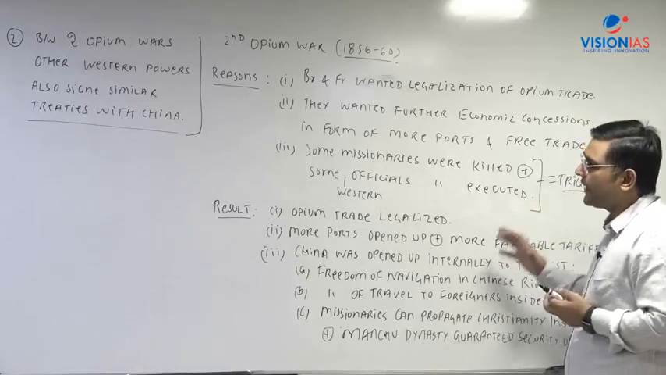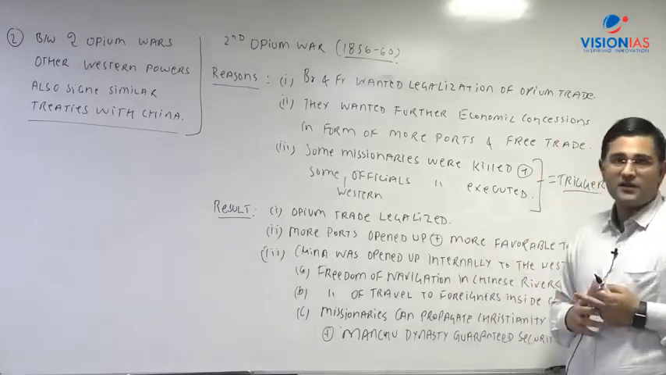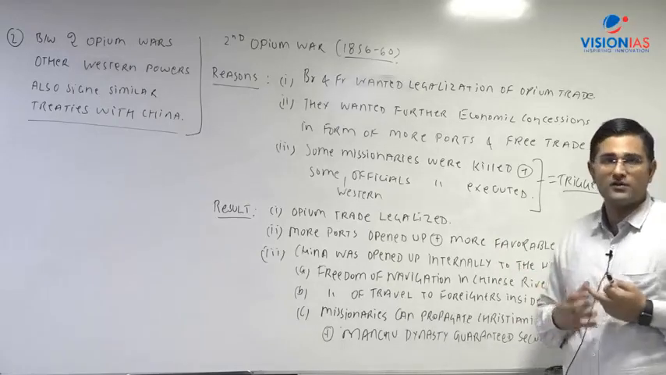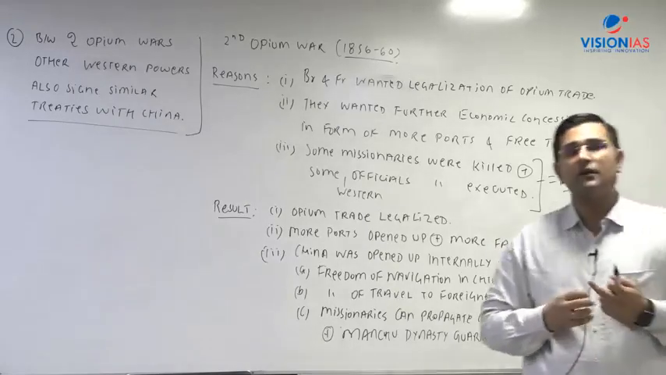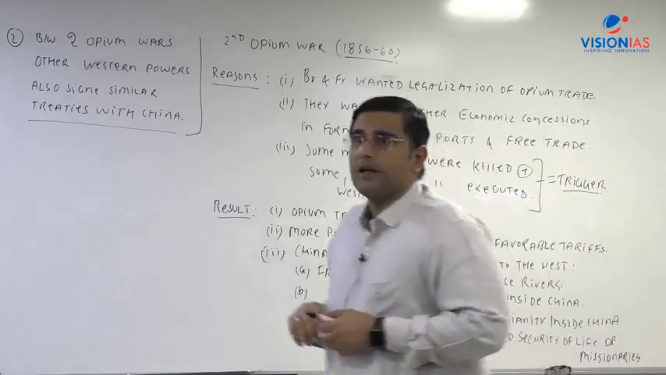So this is how China is opened up internally, and China is further opened up externally, and this is how through the 2 Opium Wars China is coming under the grip of Western trade. So you can write down, meanwhile I'll answer the question.